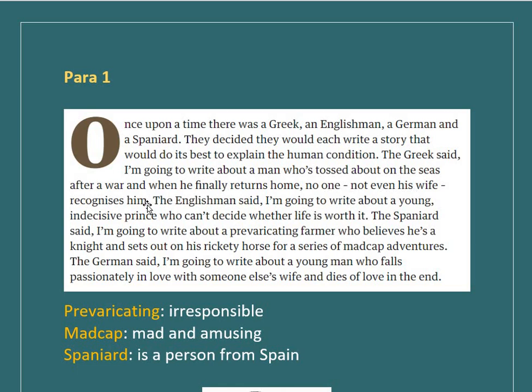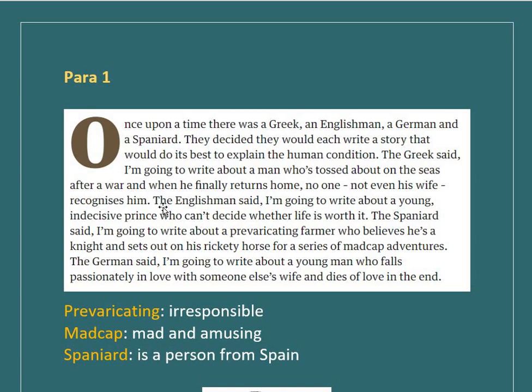See, the Greek is actually the famous Greek writer Homer, and he is saying this about his famous work, the Odyssey. It is about a man called Odysseus who is thrown about the seas after the war, and when he finally returns to his native place Ithaca, he is not recognized, not even by his wife.